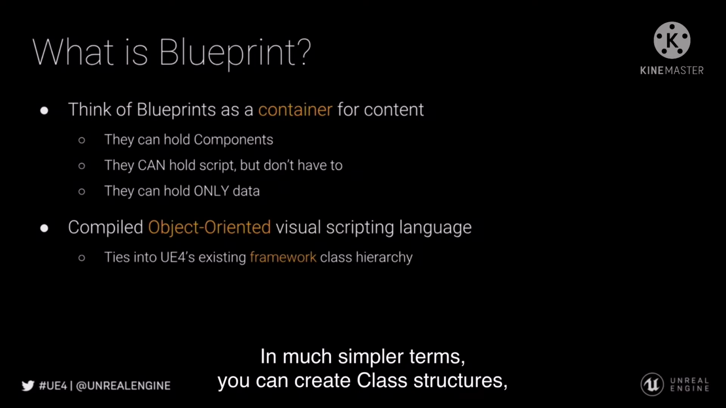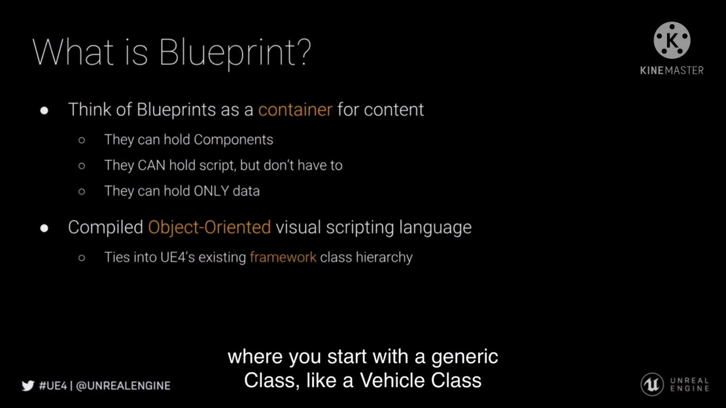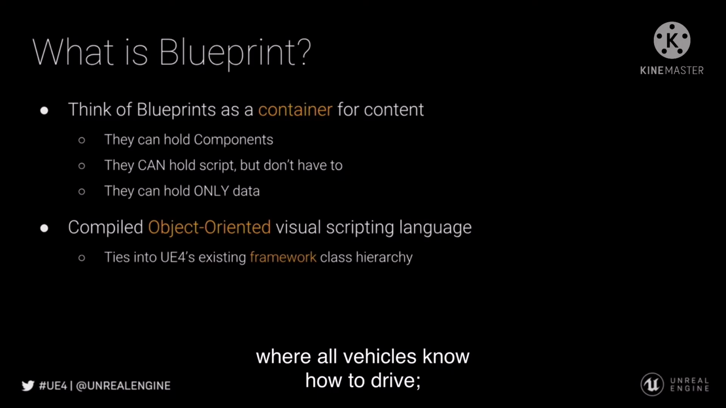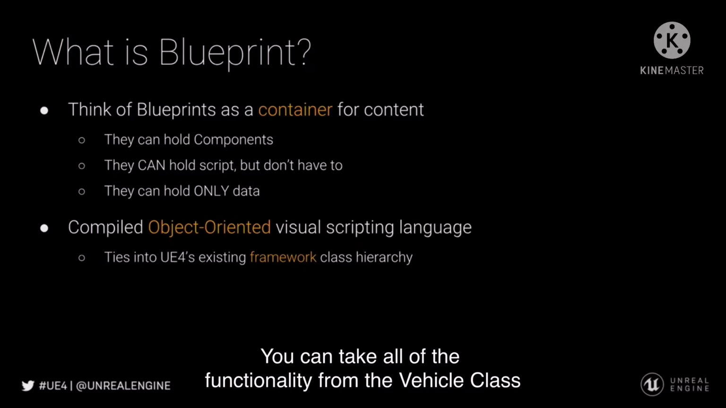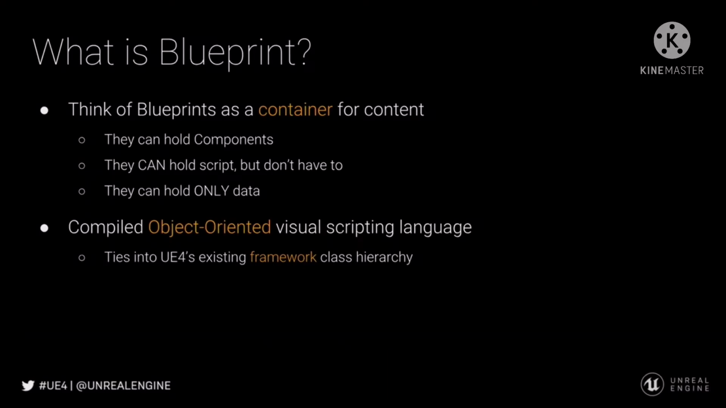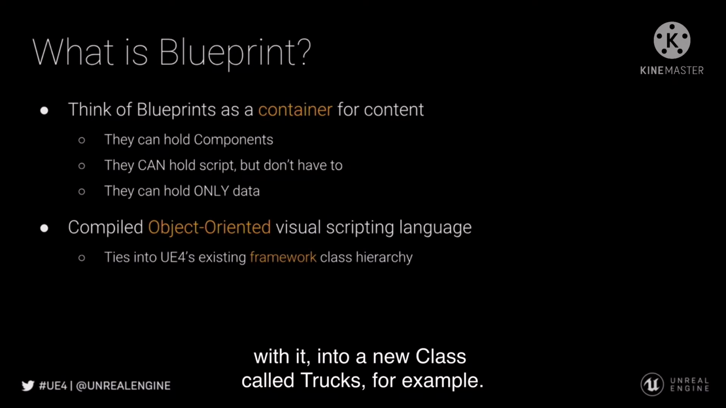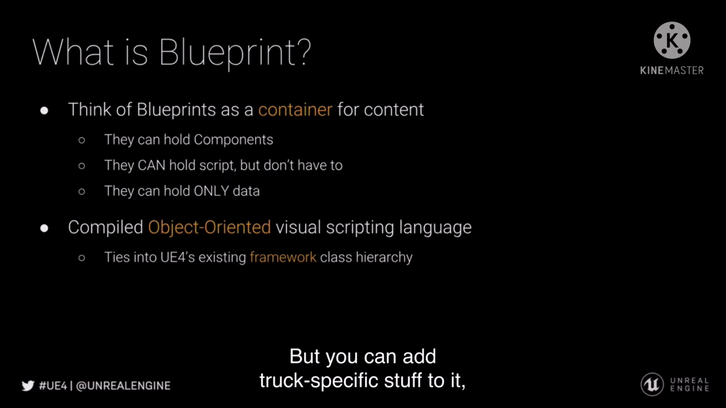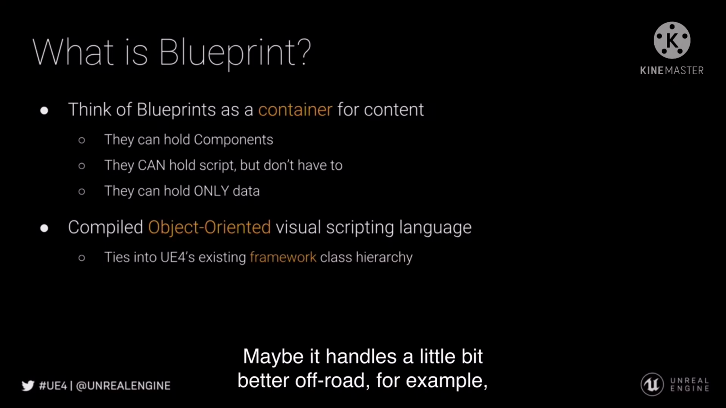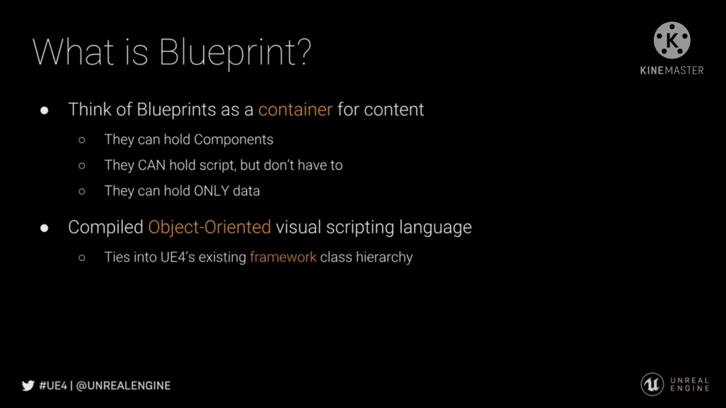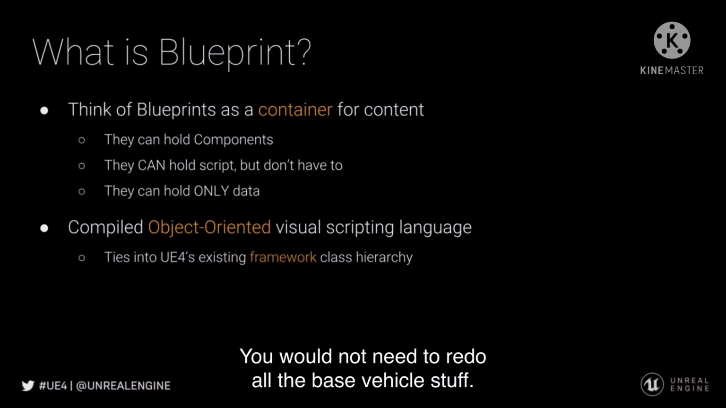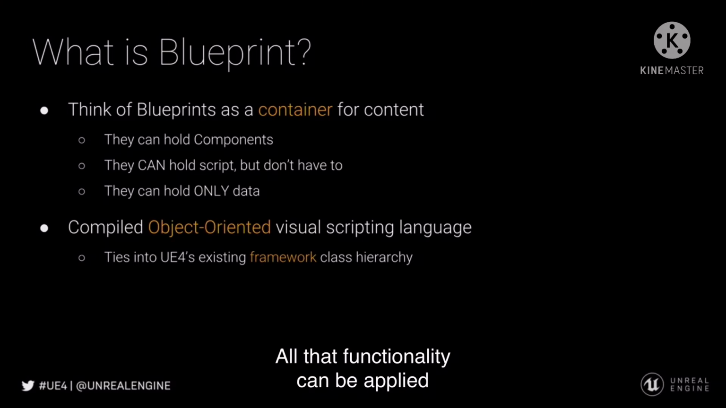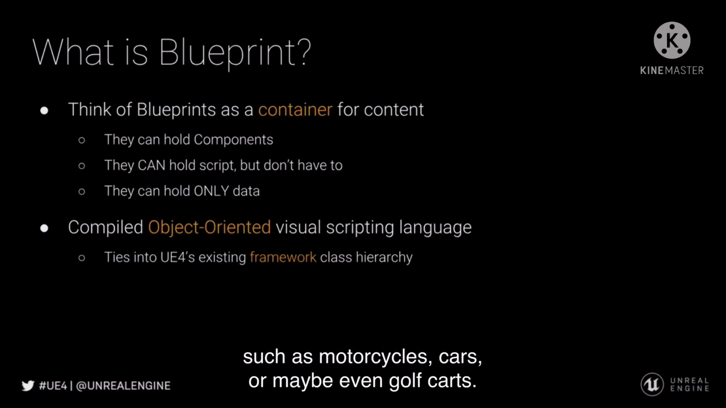In much simpler terms, you can create class structures where you start with a generic class, like a vehicle class, where all vehicles know how to drive, they have gas and brake pedals and steering wheels, for example. But from that vehicle class, all the functionality you can take with you into a new class called trucks, for example. A truck knows how to drive, a truck has a steering wheel, a truck has gas and brake pedals, but you can add truck-specific stuff to it, whatever that may be. Maybe it handles a little bit better off-road, for example, or has bigger tires. You wouldn't need to redo all the base vehicle stuff, and all that functionality can be applied to other types of vehicles that you'd like to create as well, such as motorcycles, cars, or maybe even golf carts.